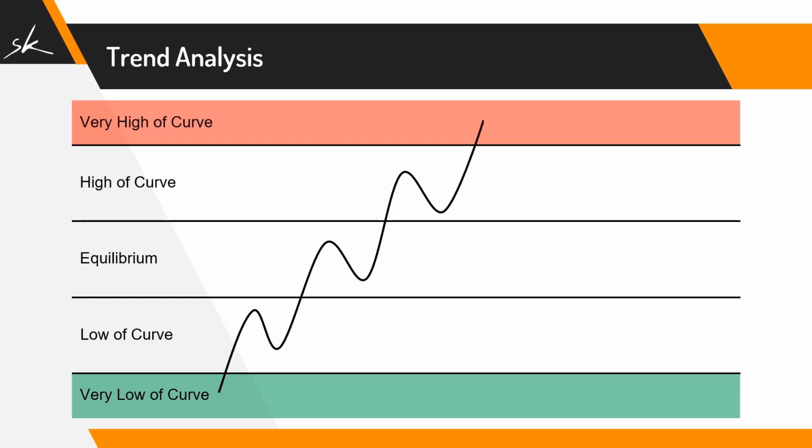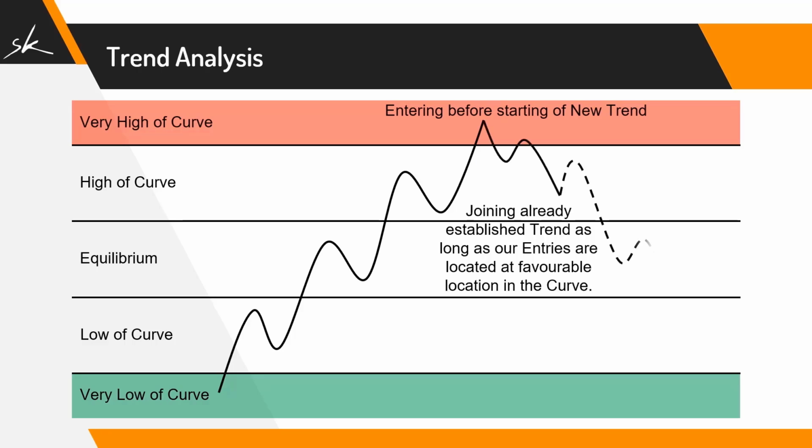Trend is how we get paid as traders, since we are expecting this price movement after our entry into a market. This can be done in 2 different ways. 1. Entering before the starting of a new trend, which we are anticipating from the very high of the curve. And 2. Joining an already established trend as long as our entries are located at favorable locations on the curve.